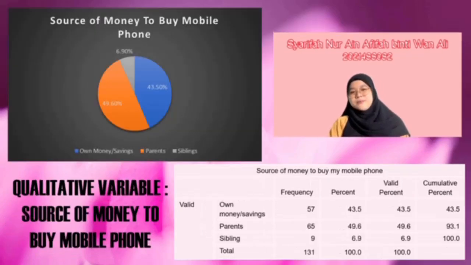In our study, source of money to buy a mobile phone is one of the qualitative variables. 65 students choose parent as the source of money to buy a mobile phone, with a percentage of 43.5%. Source of money using own money or savings has been chosen by 57 students. Meanwhile, sibling is the least choice, chosen by only 9 students.